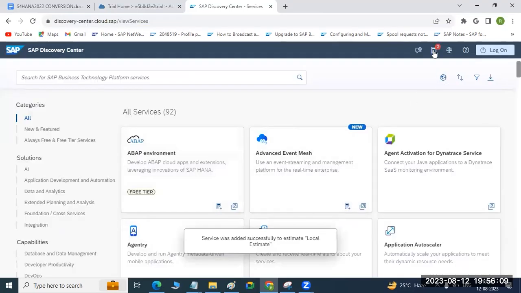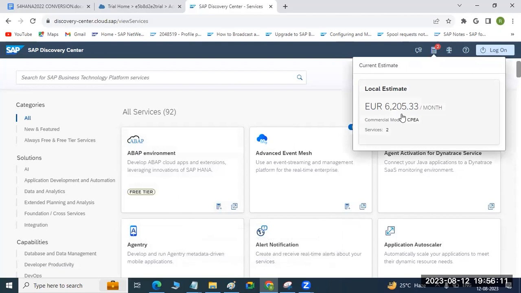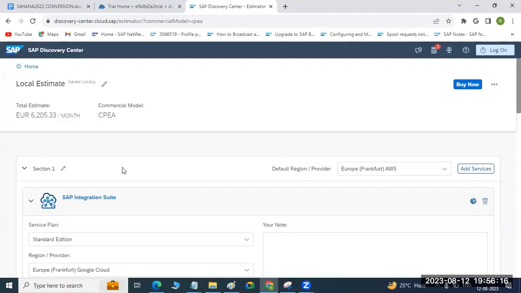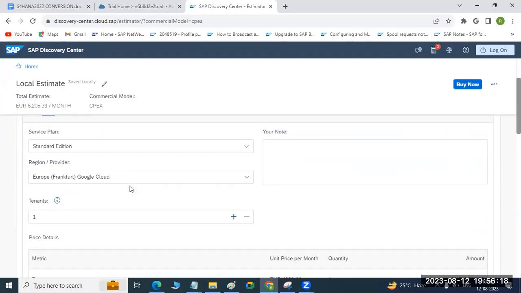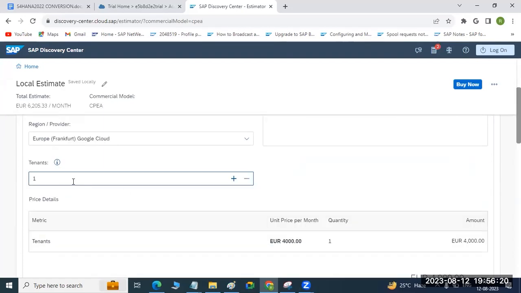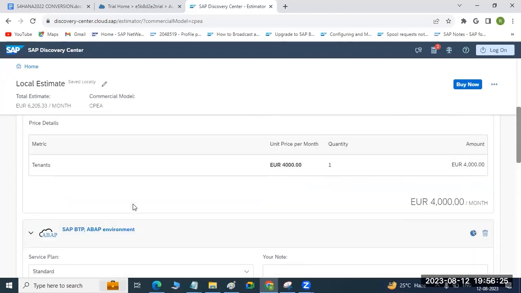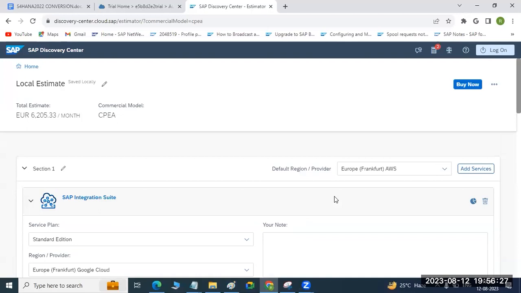Then that will be added to your cart here, right? Go ahead and check it out here. What is the total amount here? You can see how many tenants you want to take. This is the integration suite. Let me remove the integration suite from my cart. Yeah, just remove that one.